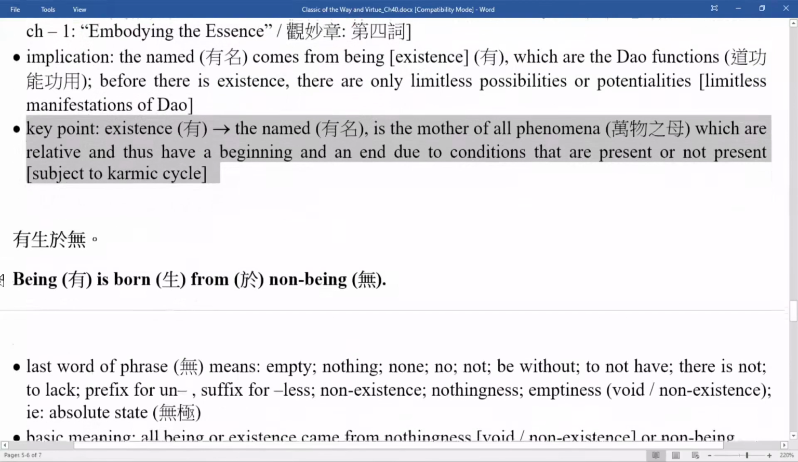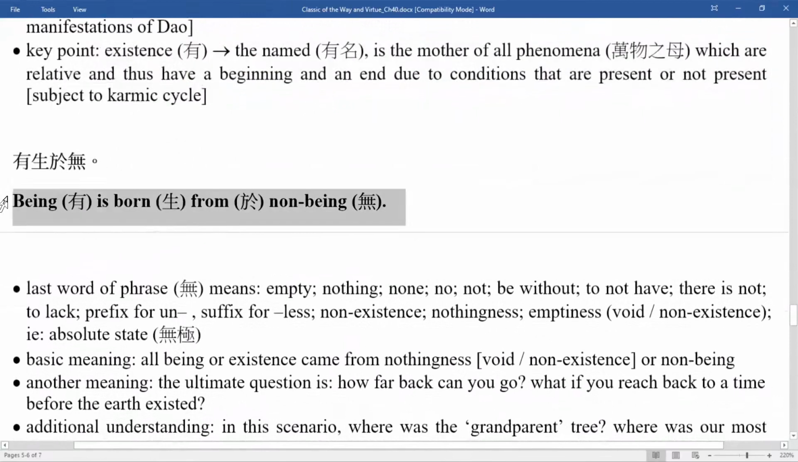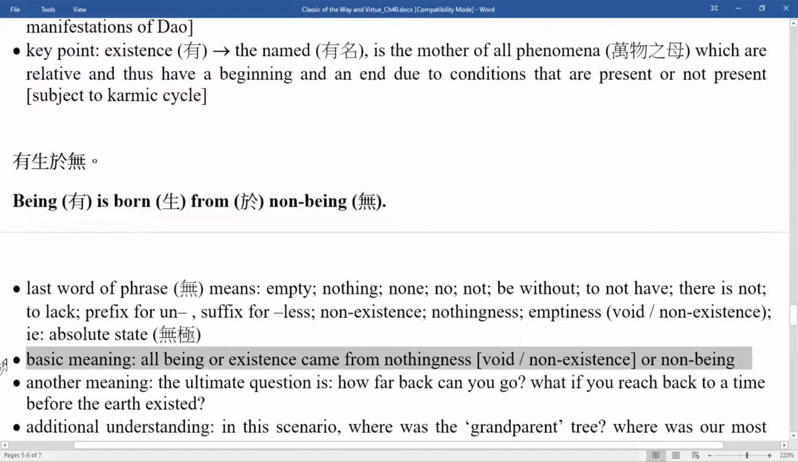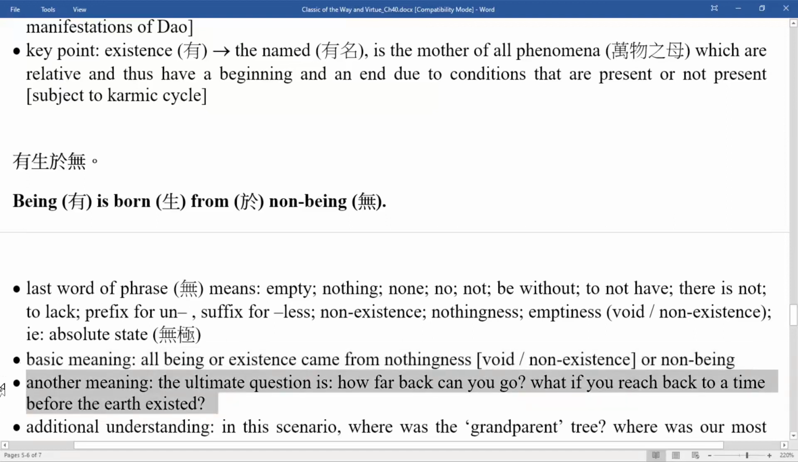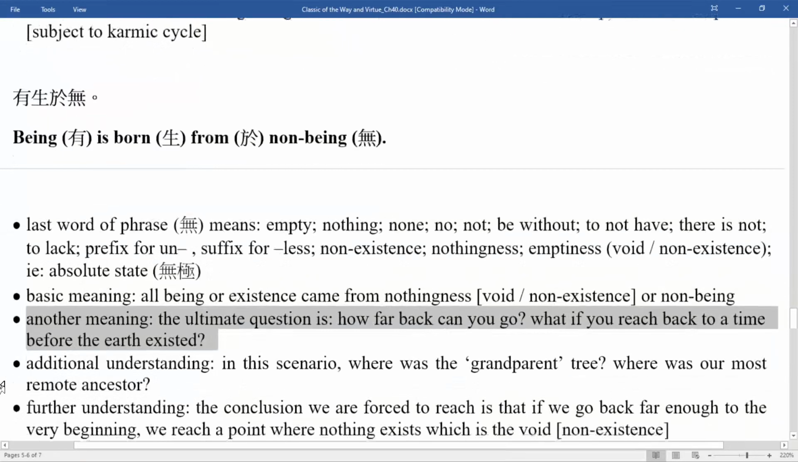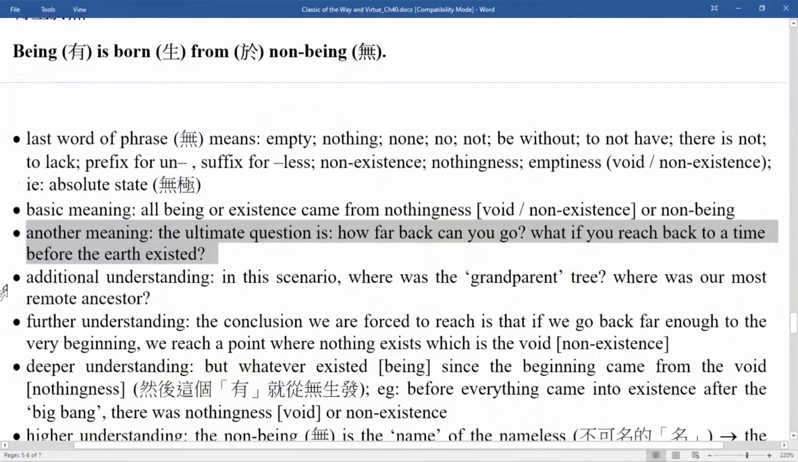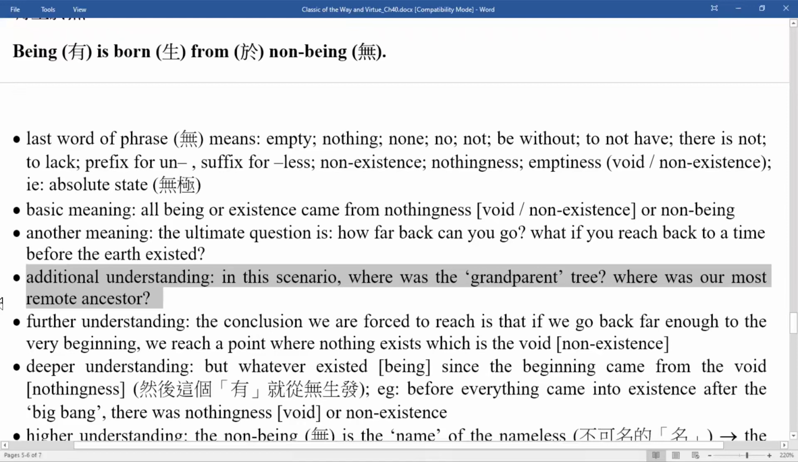So what is that meaning? It just says that all being or existence came from nothingness or the void or non-existence or non-being. So then the ultimate question is, how far back can you go? What if we reach back to a time before the Earth existed, before the galaxy existed, before the Big Bang? How far back can we go? So science will reach its limit, right? It cannot go beyond the Big Bang. There's no scientific solution to that question. So, in this scenario, where was the grandparent tree? Where was our most remote ancestor?